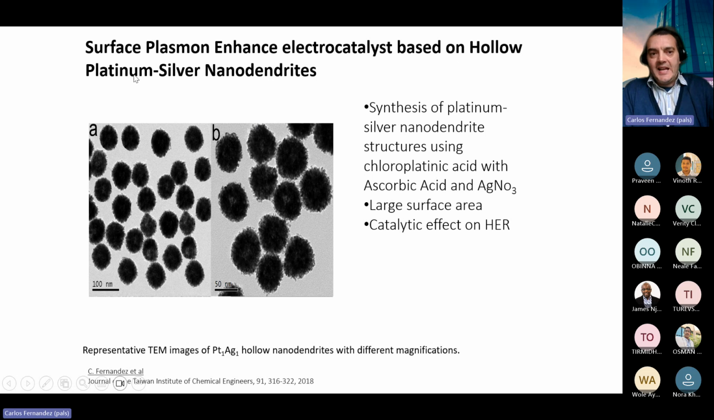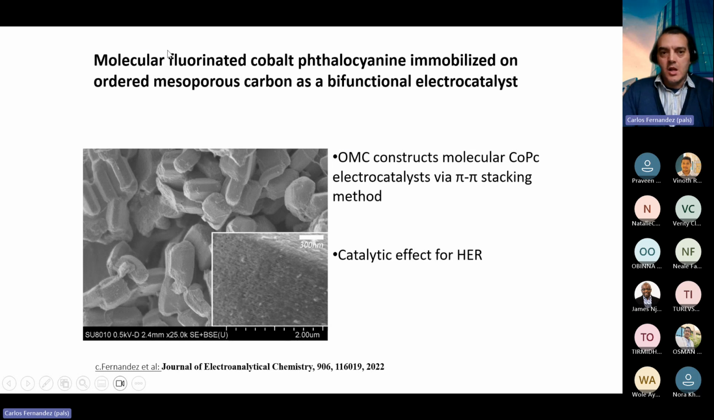We also looked at silver-platinum nanodendrites. This is another similar type of work to the nanocubes. We also used ascorbic acid and silver nitrate. Yes, we obtained a catalytic effect, a large surface area, and that's what we need. We want a large surface area to increase the absorption and desorption spaces, and then it will be a good electrocatalyst. We also used other materials, like ordered mesoporous carbon, and then we looked at cobalt and phthalocyanine.